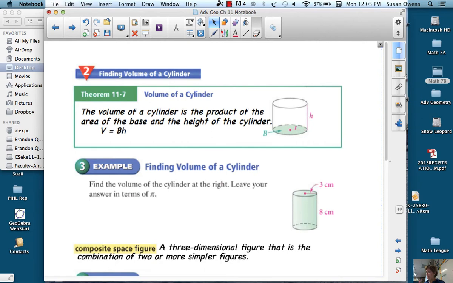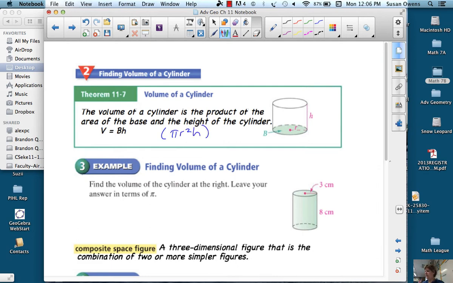Okay. Volume of a cylinder works exactly the same way if we count the cross-sectional area all the way up. The only difference is for a cylinder, the cross-sectional area is going to be a circle. So the volume of a cylinder is the product of the area of the base and the height of the cylinder. And if you want a more specific formula, it's going to be pi r squared, the area of the circular cross-section, times the height.